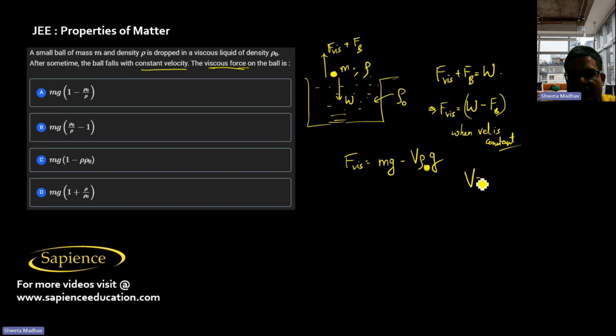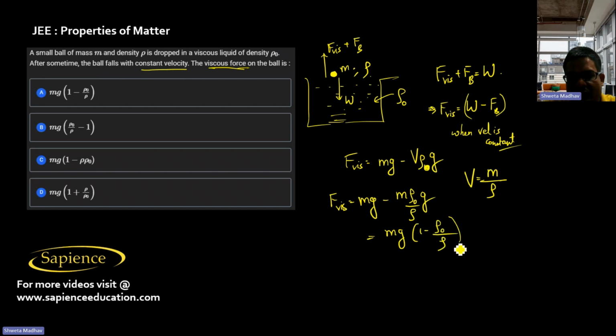Now volume we can say is mass by density. So therefore the viscous force is equal to mg minus m into rho naught by rho into g. So from here I can take mg as common: mg into 1 minus rho naught by rho. This will be the viscous force acting on the ball. So option A is the correct answer.